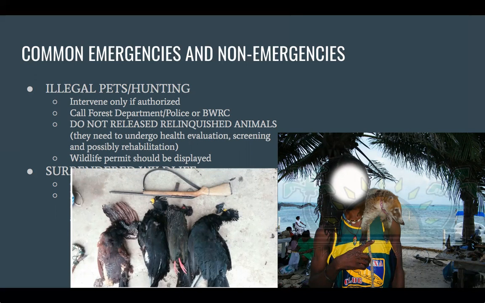And if wild animals are released to you, if the animal is given to you voluntarily, do not release the animal. They need to come into the clinic to undergo a health evaluation, screening, and possibly rehabilitation before it can be released into the wild. For people that have wild animals as pets, a wildlife permit should always be displayed by that person for any enforcement officer.